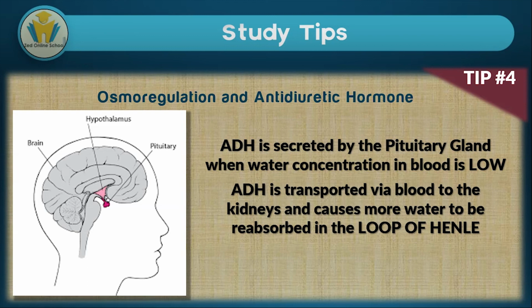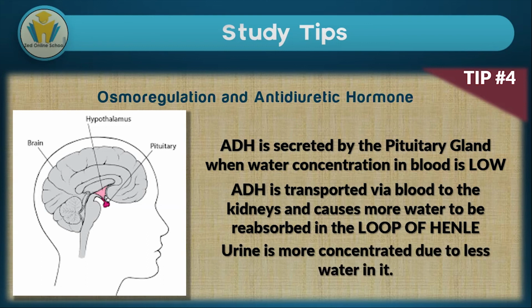If the water concentrations are low, just like we are imagining, what will happen is that the loop of Henle will begin to reabsorb more water in the body. And because of this, the urine becomes more concentrated because there's less water in it. If, however, there was a lot of water in the blood, the pituitary gland won't secrete any antidiuretic hormone. This is because there's enough water in the body, and therefore no more water is needed. These are the cases where we see urine is less concentrated and very lightly colored.